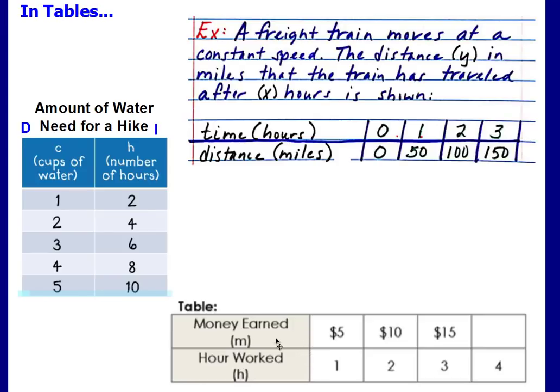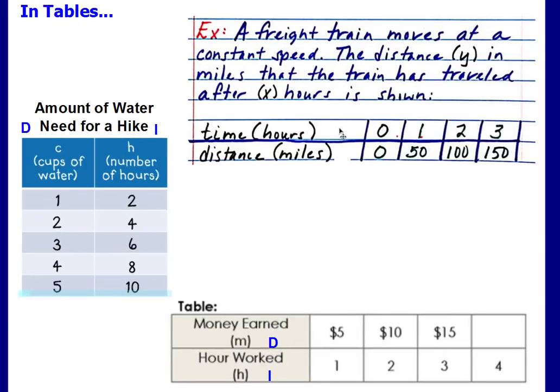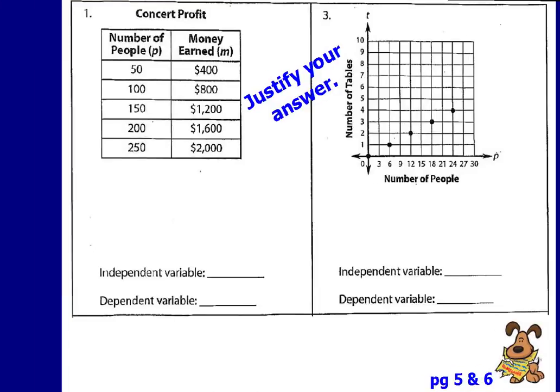And same thing for this table down here, money earned and hours worked. You need to know how many hours you're working before you can determine the money that you earn. So the hours can change. You could work 3 hours, you could work 10 hours, but that's going to be your independent, and the money earned is going to be your dependent. So again, even though usually your first column or first row is your independent, sometimes they're going to be switched around. And that's why it's important to actually justify why you're choosing one as your independent and the other as your dependent.